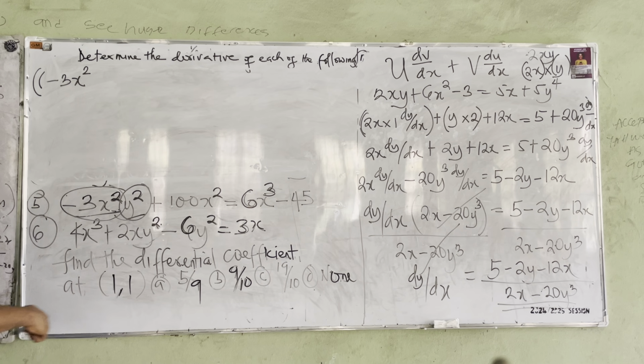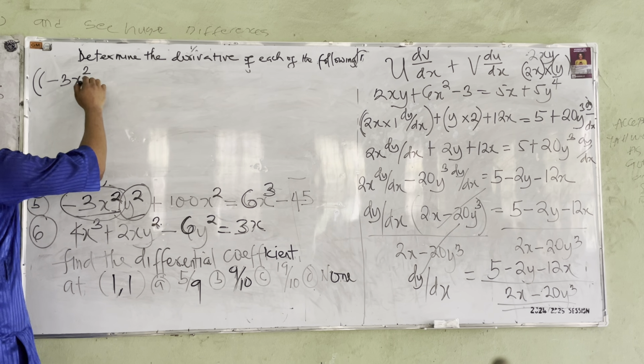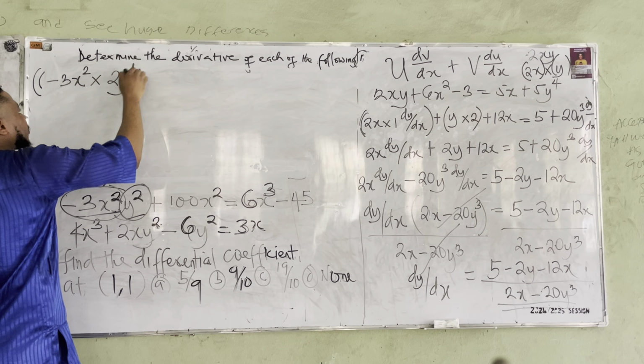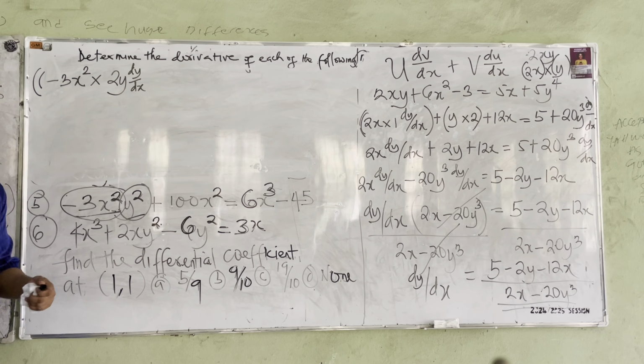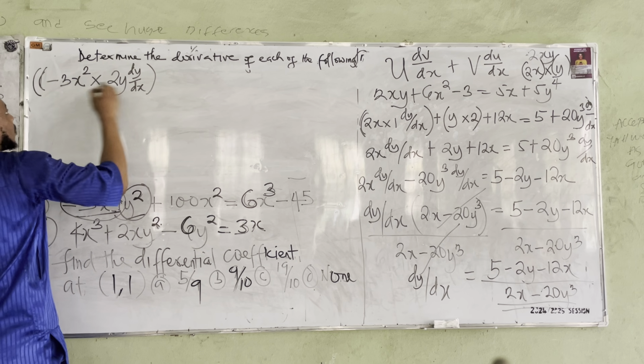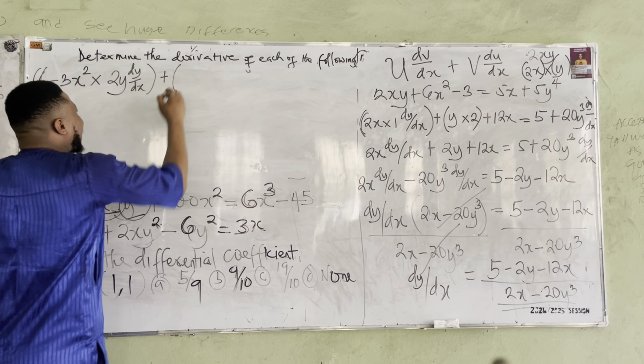It's just for x. Alright, look at these guys. So keep x constant. Differentiate y. If you differentiate y squared, you have what? 2y. Is it becoming clearer now? Close the bracket. Then put plus. Open another bracket.